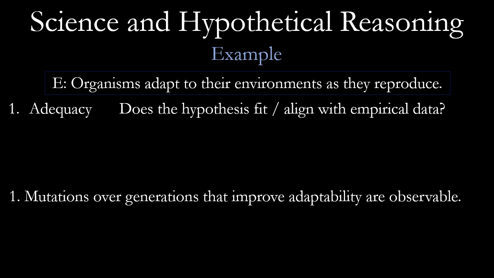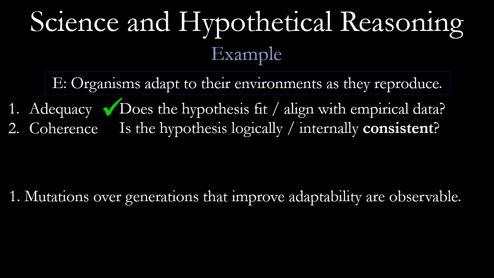Now we notice this not just in the animal kingdom over long periods of time. Of course, granted, a human lifetime is not all that long, but we are able to observe change over time in plants and animals. Certainly, we look at the fossil record, and this is really not controversial. We know that mutations over generations can improve adaptability to certain environments. All right, so it's empirically adequate. It passes this criterion.